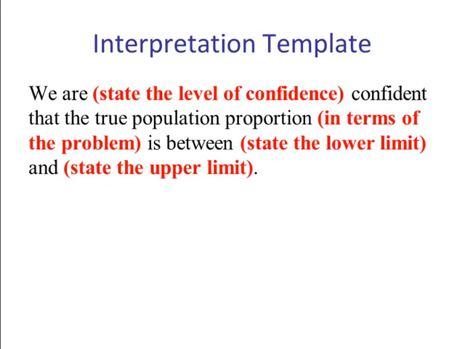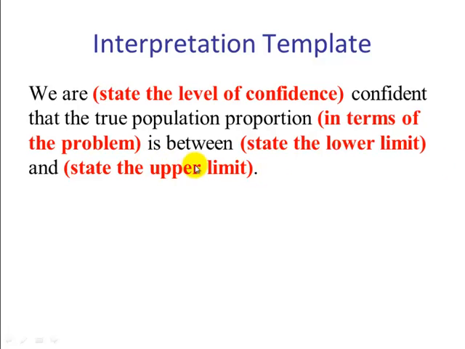This is our interpretation template. What's in red changes, what's in black stays the same for each interpretation for a confidence interval. So we say we are, then we state the level of confidence. It's either going to be 90, 95, or 99%. Then we say confident that the true population proportion. Very important that we say population proportion or true population proportion is because we are using p hat to estimate a larger population proportion. We always want it in terms of the problem.